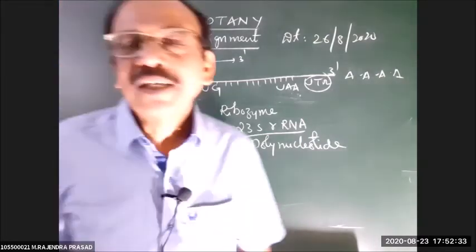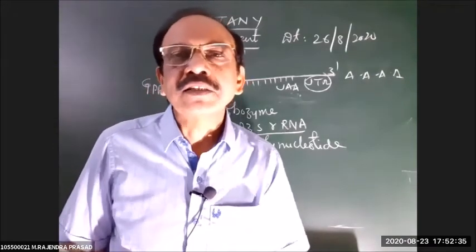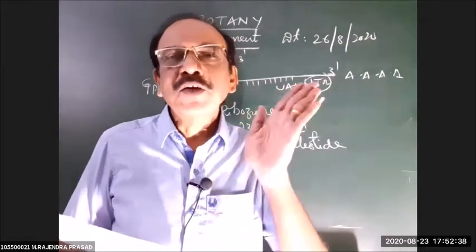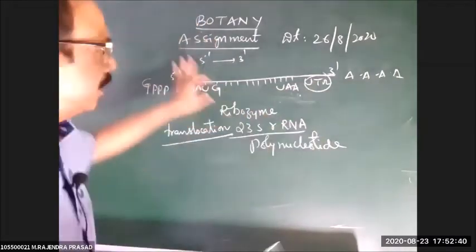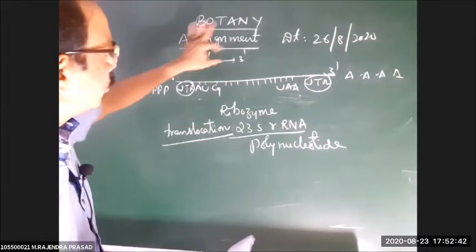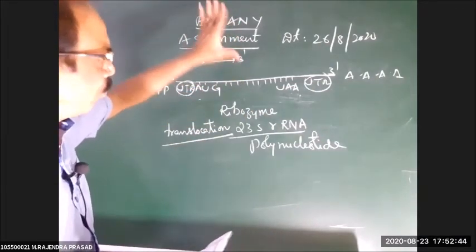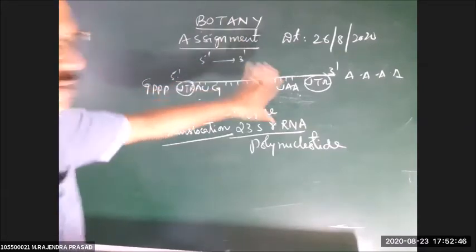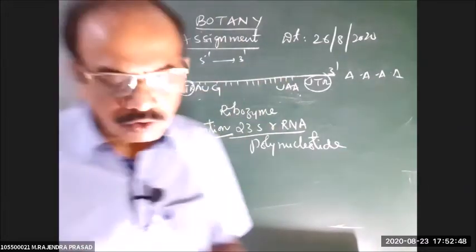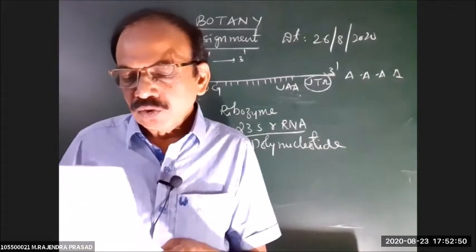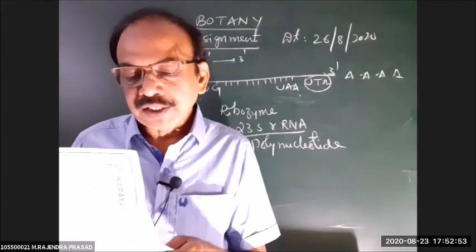This requires an enzyme that is called translocase. Ribosome movement, the relative movement of the ribosome on the mRNA from 5' to 3' direction, every time by one codon distance, is nothing but translocation. So the right answer for this question is the second option, that is translocation.